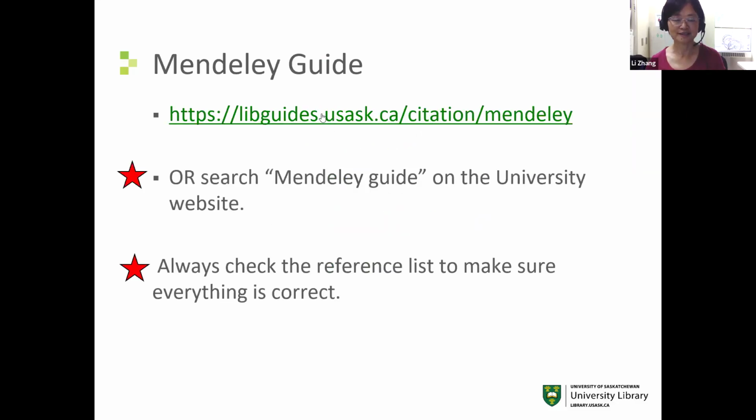So the most important thing is that if you know how to find the Mendeley guide on the university website, then all the information we talked about today, you will be able to find. Last thing I want to show: always check the reference list to make sure everything is correct. Sometimes the authors or the detailed information is not correct, then you have to change that. I will show you how to do that.